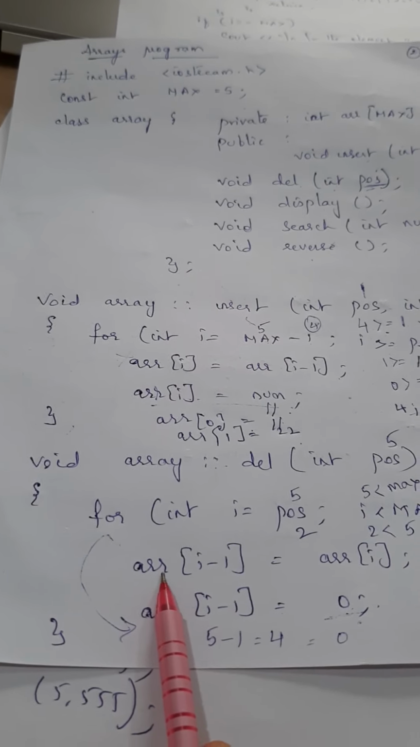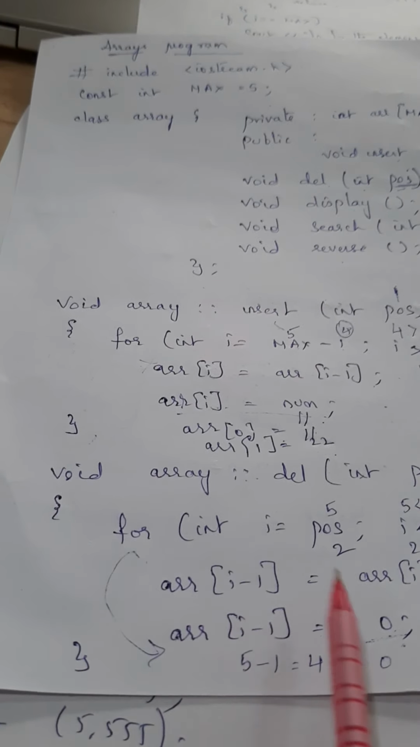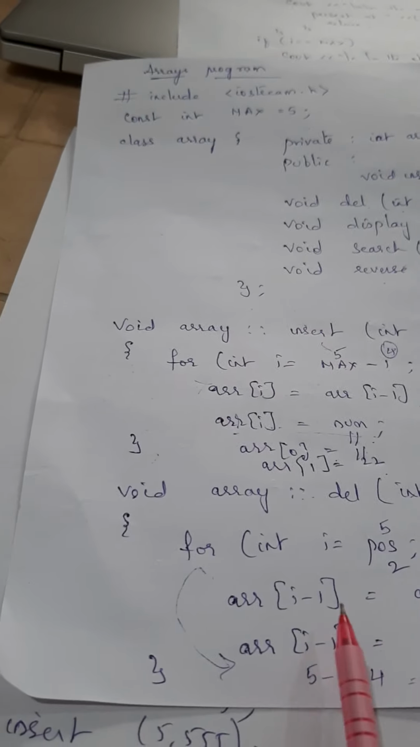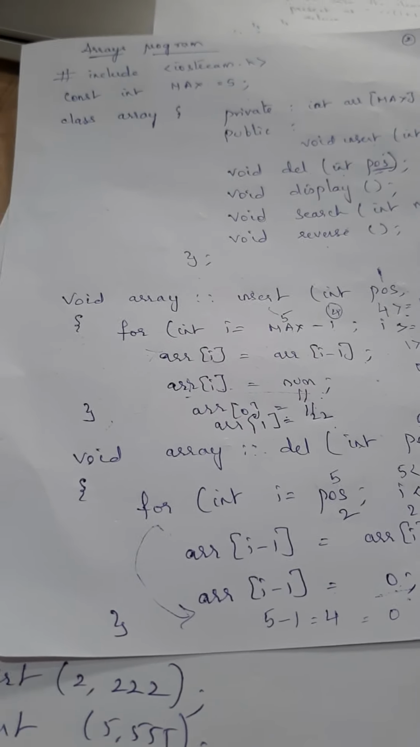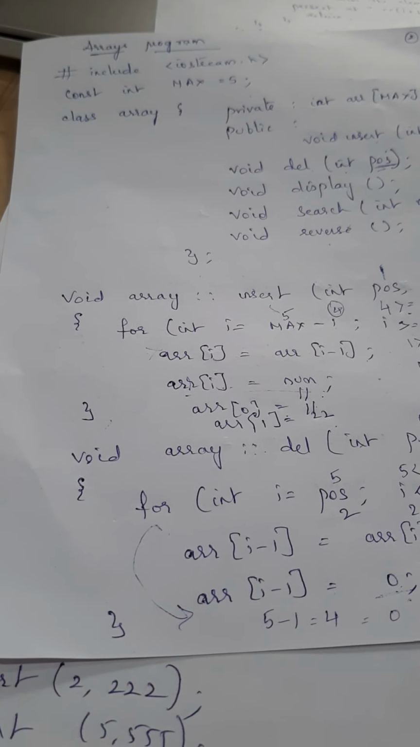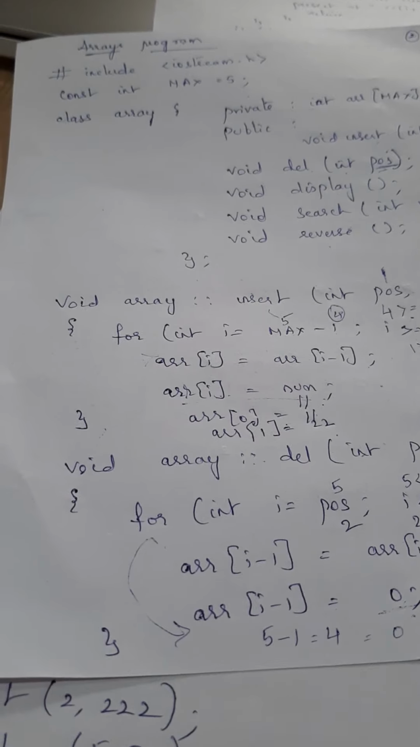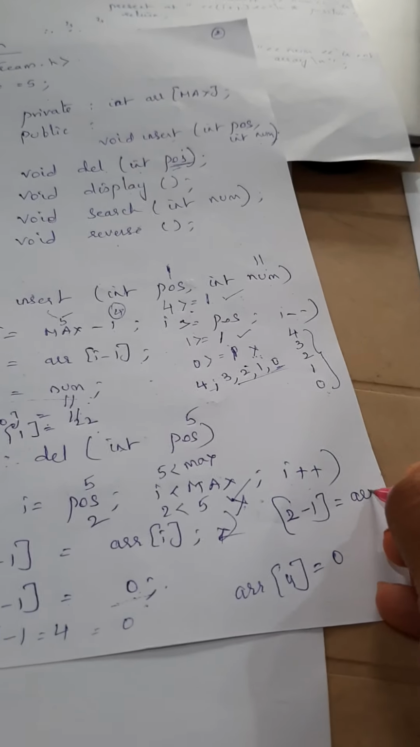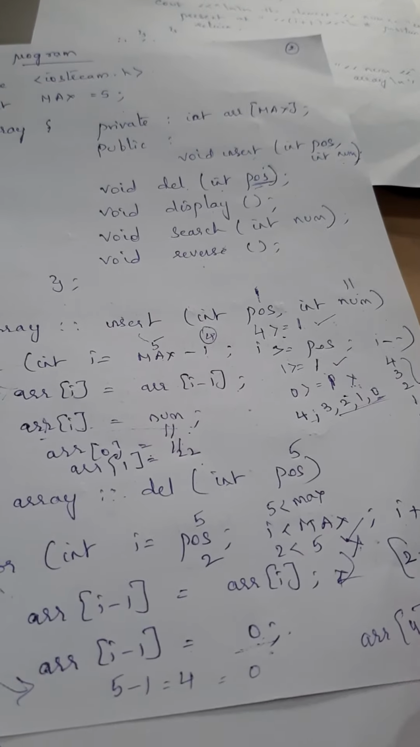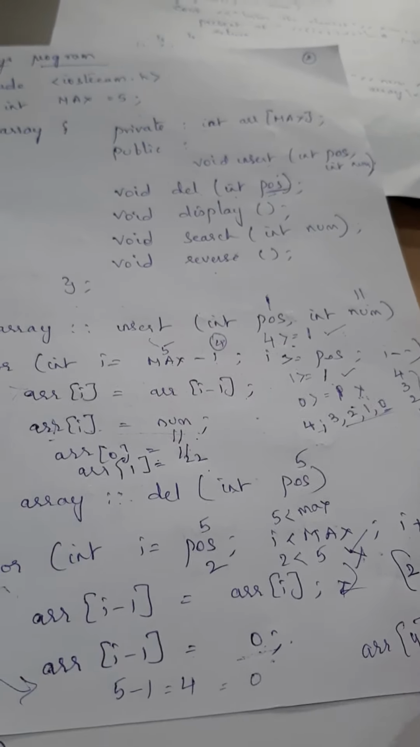What I am doing here in the statement: array of I minus 1 is equal to array of I. What is I value here? It is 2. So array of 2 minus 1 is equal to array of I. Now what is 2 minus 1? It is 1. So 1 is being initialized with array of I. What is 1 here? It is 22. So array of 1 is 22 and the position that you have passed is 2.